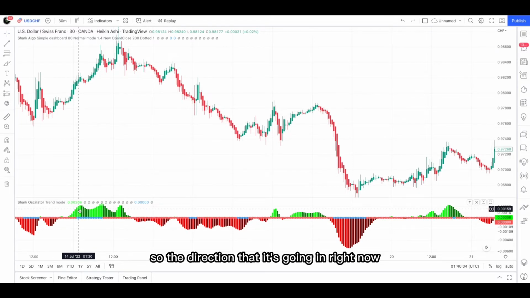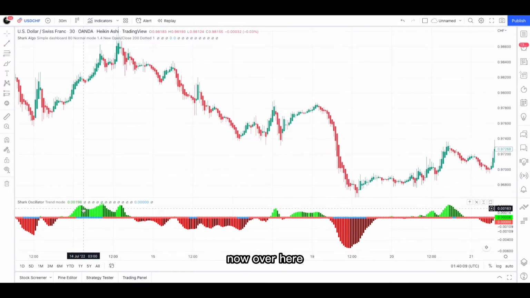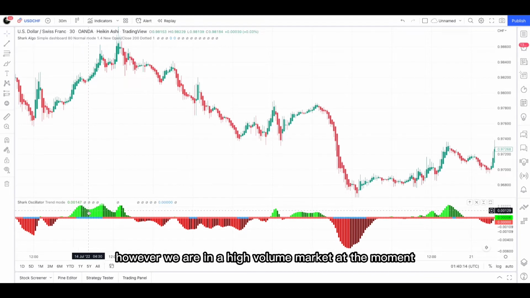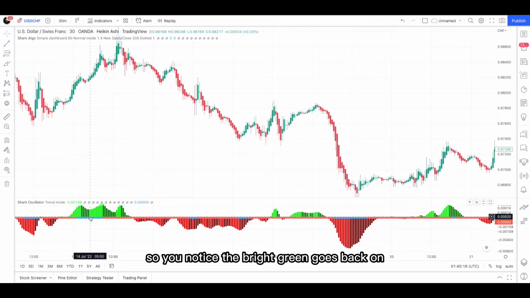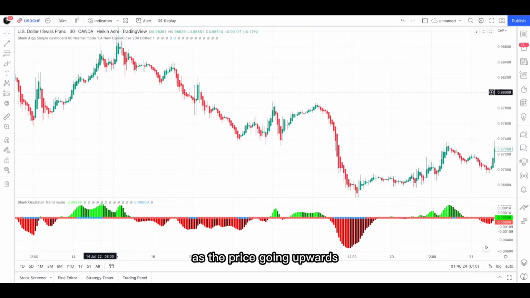So the direction it's going in right now is towards the upside with a strong trend. Now over here, as you notice, the trend is getting weaker, and it continues to get weaker. However, we are in a high volume market at the moment. So as you notice, the bright green goes back on, and it continues to get stronger and stronger, as well as the price going upwards.